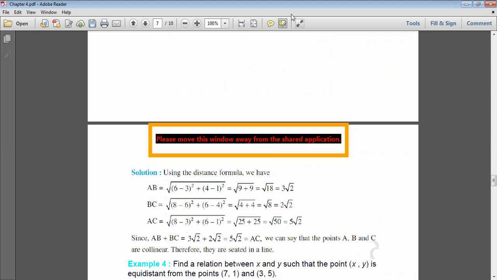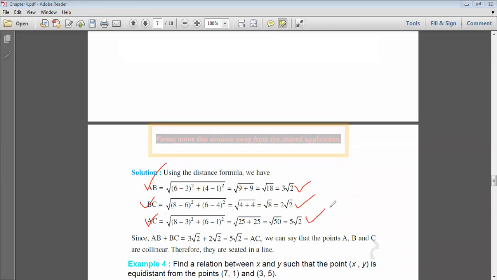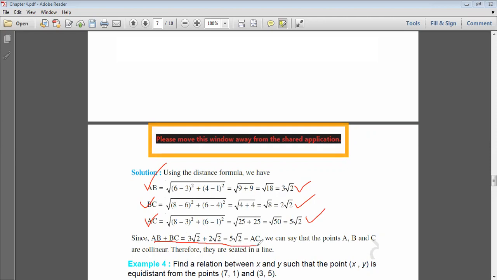We are using this distance formula, and you can find AB as AB is equal to 3 root 2. Similarly, you find the distance BC, it is 2 root 2, and AC is equal to 5 root 2. So you can see that AB plus BC is equal to 3 root 2 plus 2 root 2, which is equal to 5 root 2, which is AC. Then you can say that all these points A, B, and C are collinear. Collinear means all these points are lying in a straight line, in a single line.